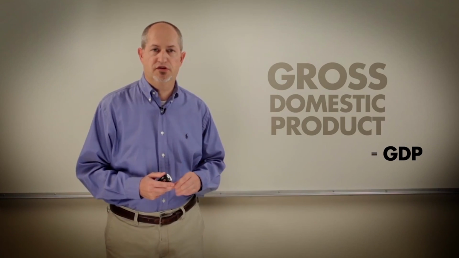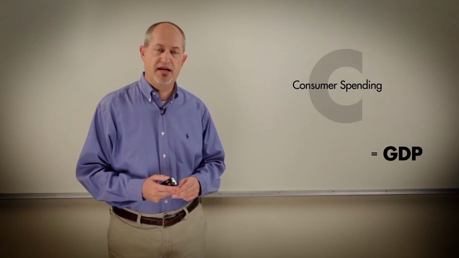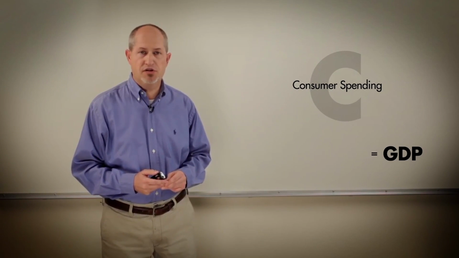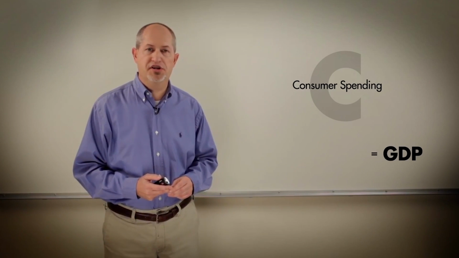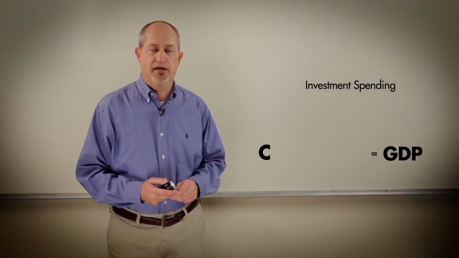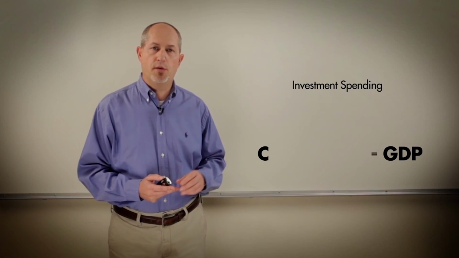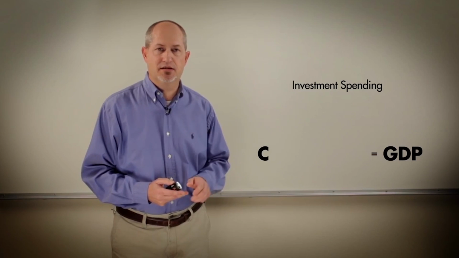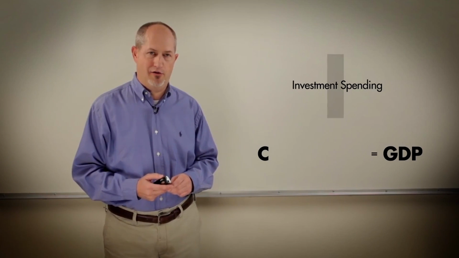The first of those sectors would be consumer spending, or in your formula, we use a C to represent consumer spending. In most economies, consumer spending accounts for more than half of all of GDP. You also have investment spending. Investment spending in our model here represents spending by businesses on capital and equipment, and that is represented by the letter I in our formula.